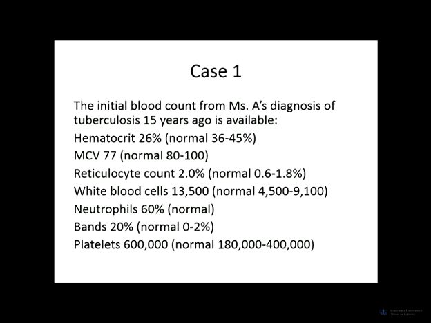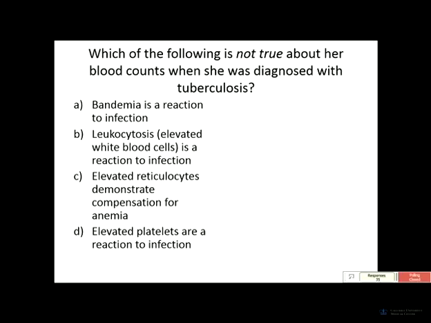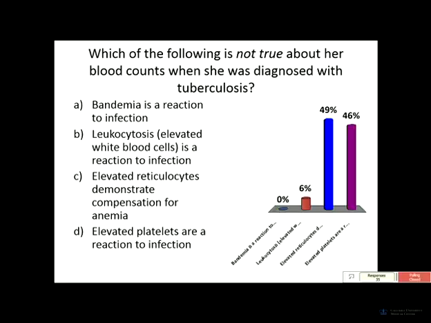Someone was asking me after the first session whether or not the bands are actually effective in fighting infection, and the answer is yes, they are. These are effective white blood cells in fighting an infection, and they come out of the bone marrow earlier than they're supposed to because the body's trying to do everything it can to manage the infection. So here the incorrect statement, which is the correct answer, is that this patient is fully compensating for anemia. So C is the wrong answer, so to speak.